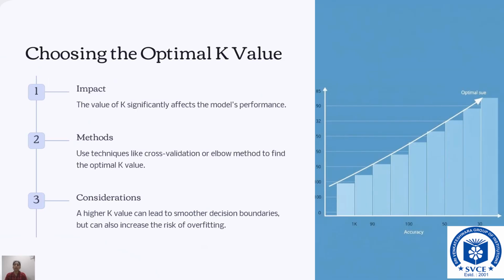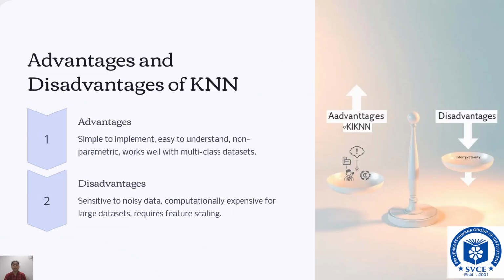Now, how to choose the optimal K value? The value of K significantly affects the model's performance. We have to choose the optimal K value. We can use methods like cross validation and the elbow method to find the optimal K value. A higher K value can lead to smoother decision boundaries, but it also includes some risk of overfitting.